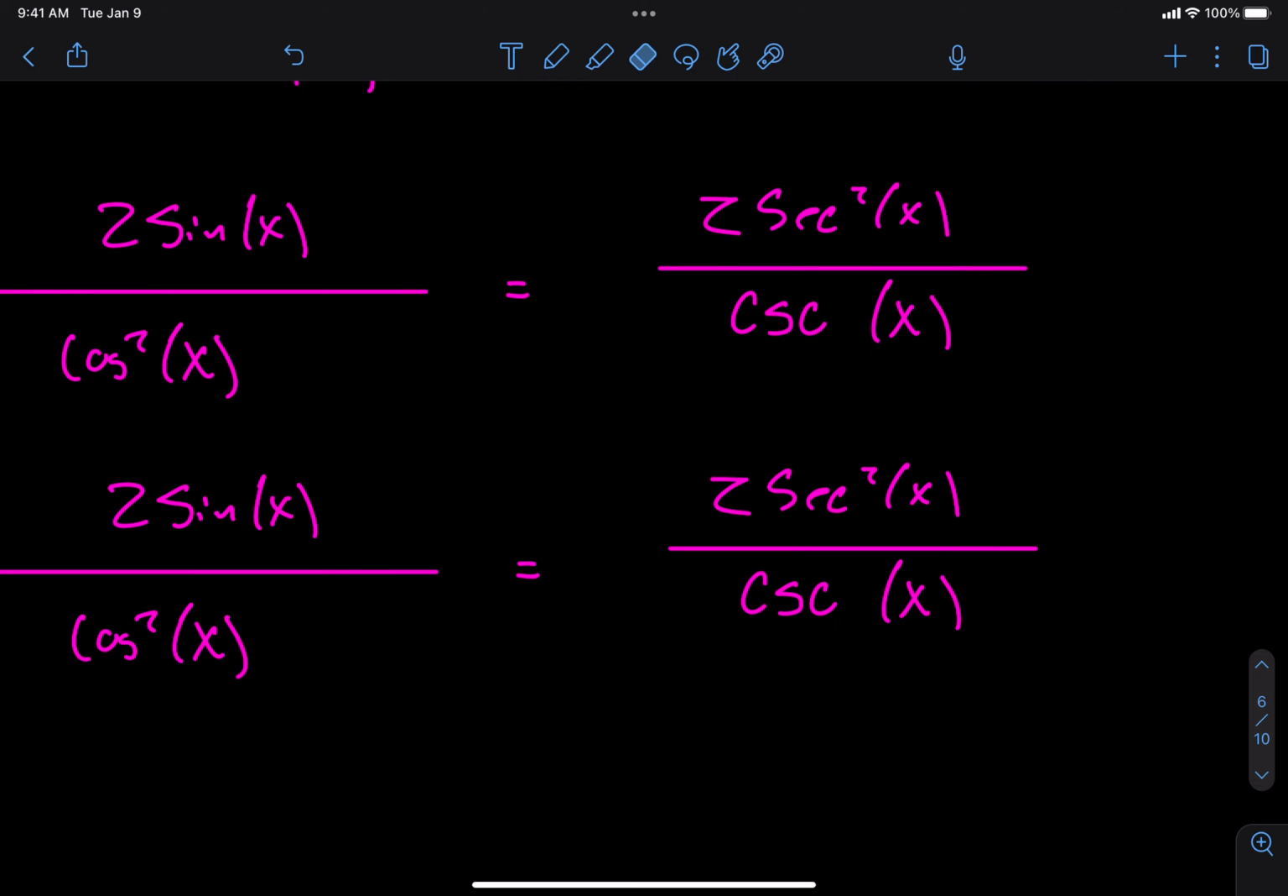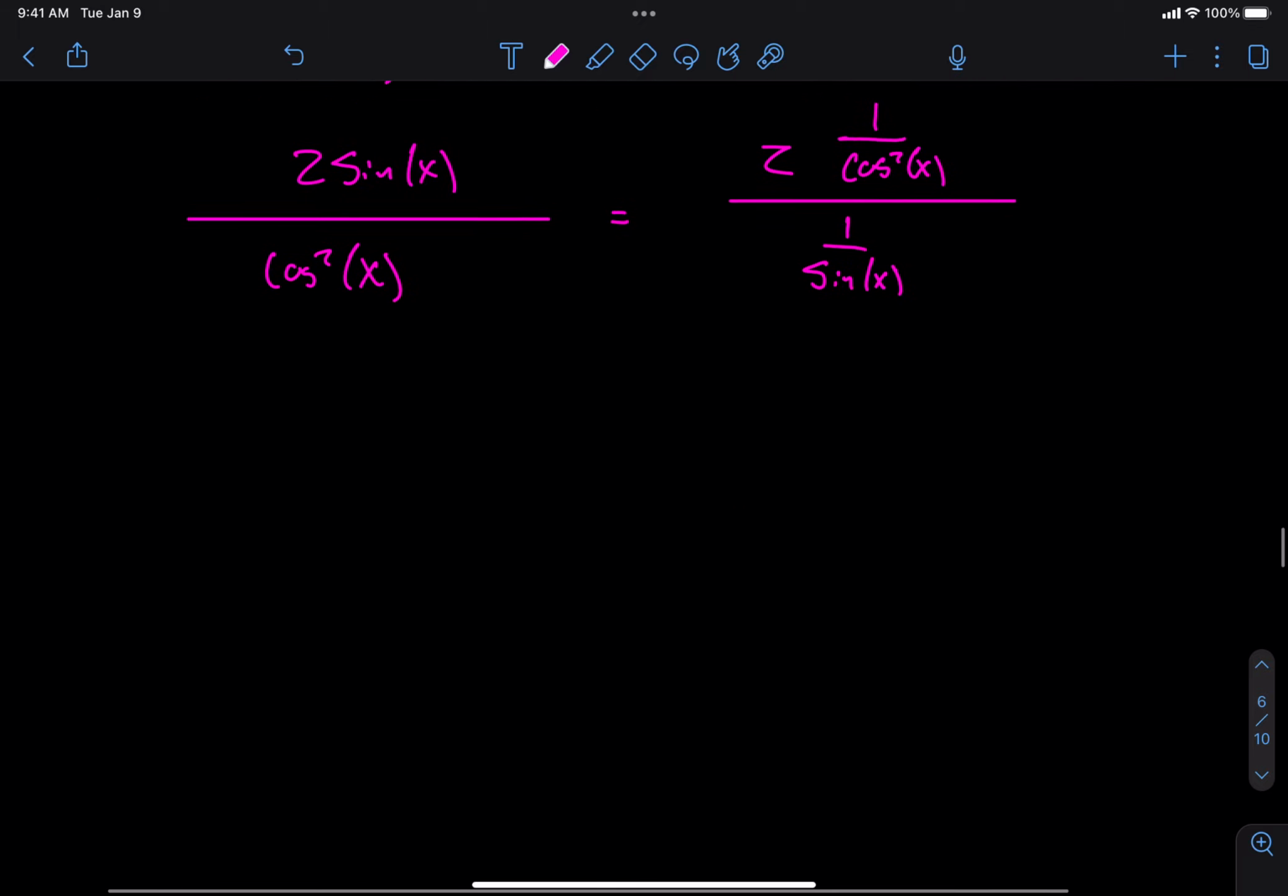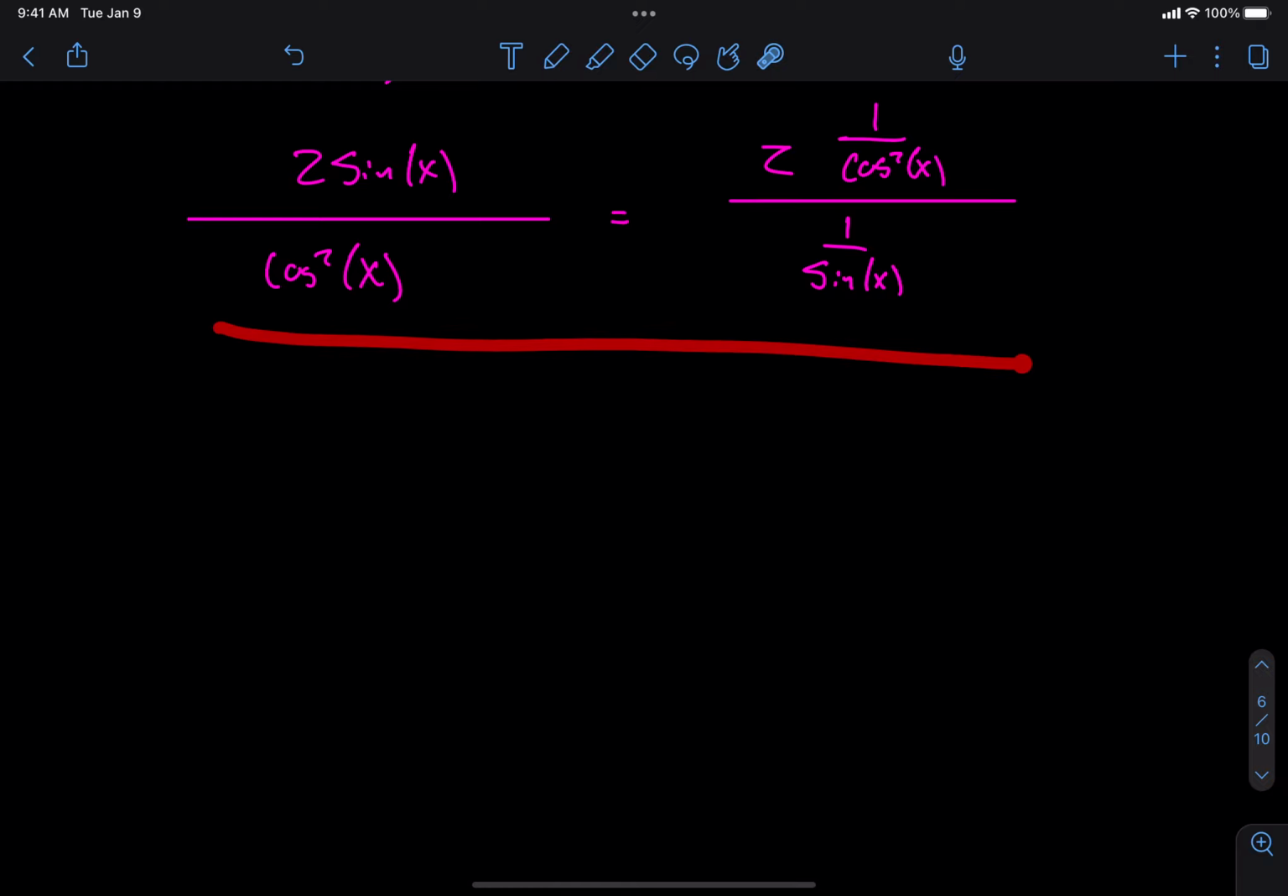Okay, so secant squared of x, I can rewrite as secant is 1 over what? It's 1 over cosine. So this is 1 over cosine squared. And cosecant is what? 1 over sine. And hopefully when you see this, you're thinking now, oh, this is probably going to be true. Yes, this is probably going to be true.